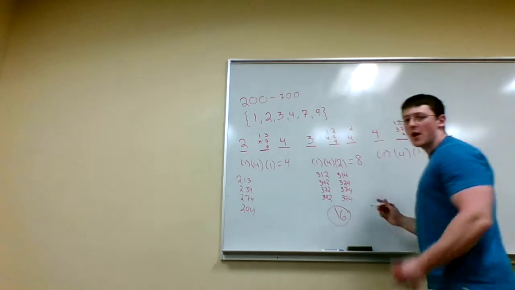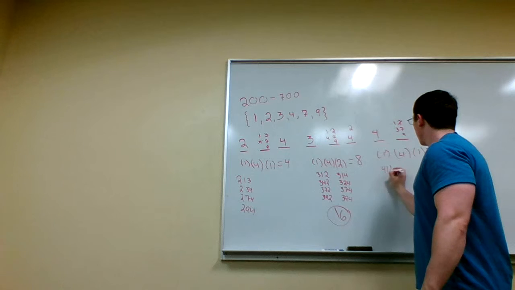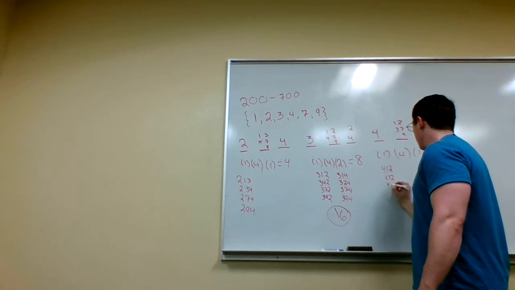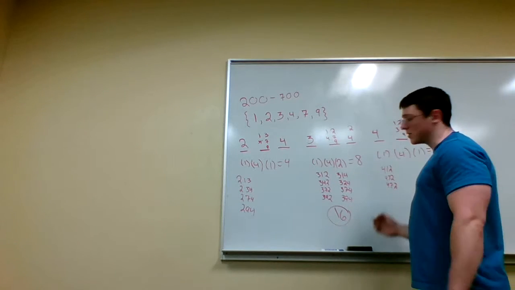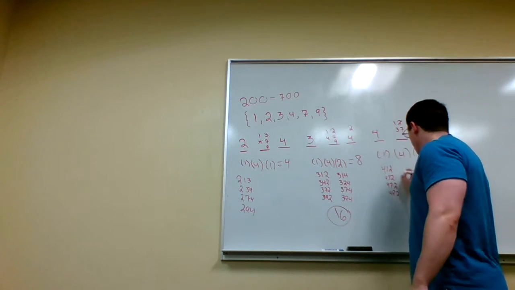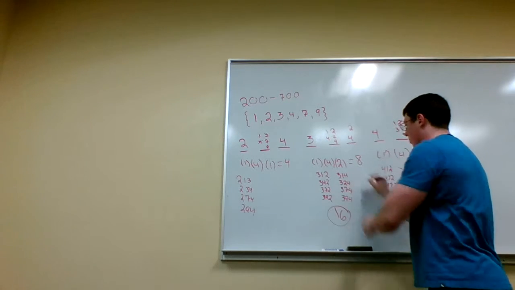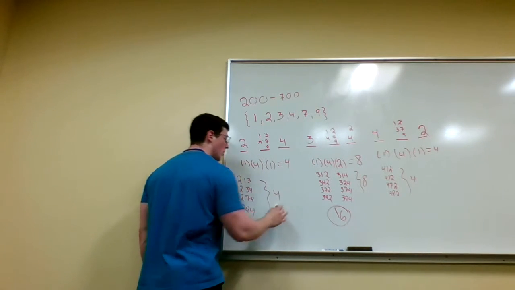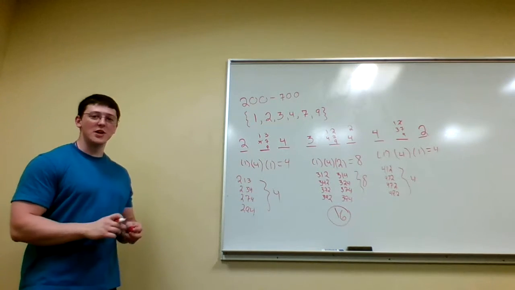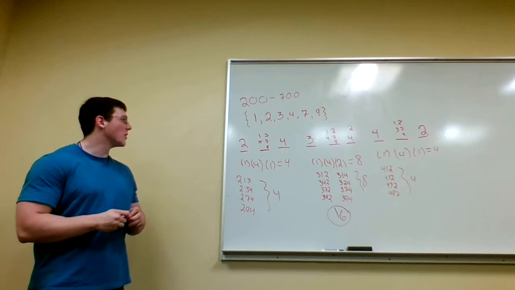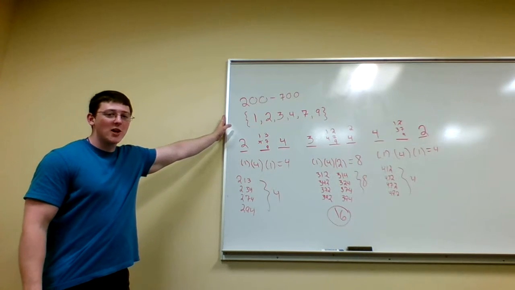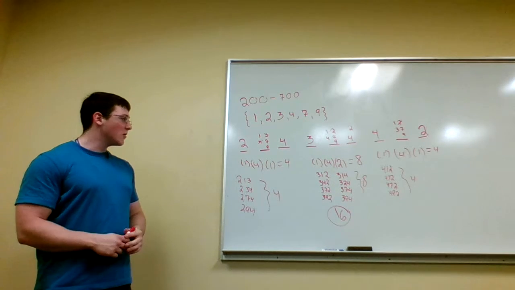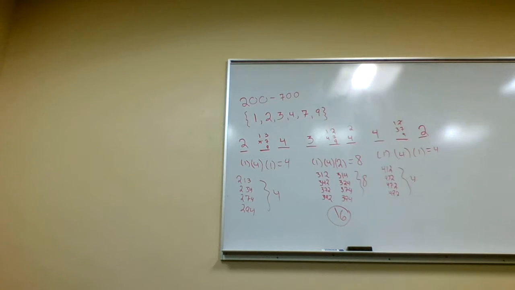Same thing over here. I can have 412, 432, 472, and 492. This is 4. This is 2 times 4, which is 8. And this is also 4. So you have a total of 4 plus 8 plus 4, 8 plus 8, 16. So there's 16 total integers between 200 and 700 that can be created using the digits in this set and without repeating any of the digits. Thank you. Leave that up for a moment so you can look at that.